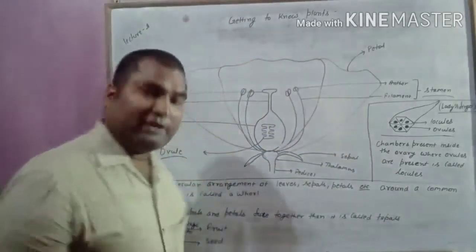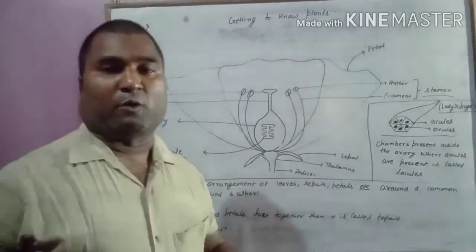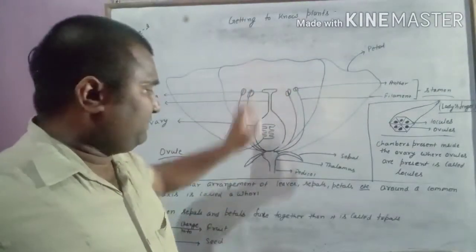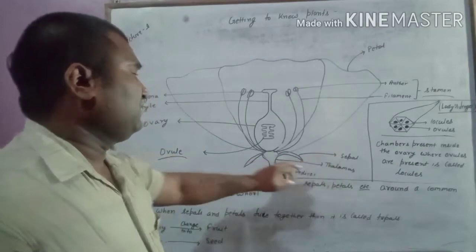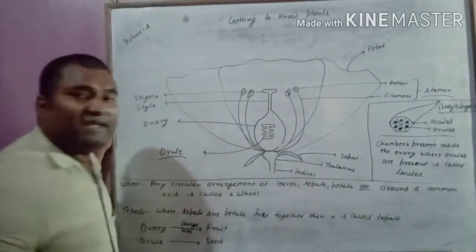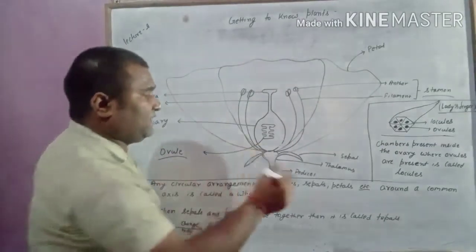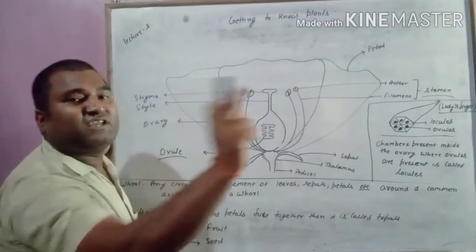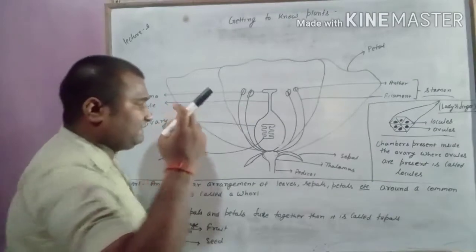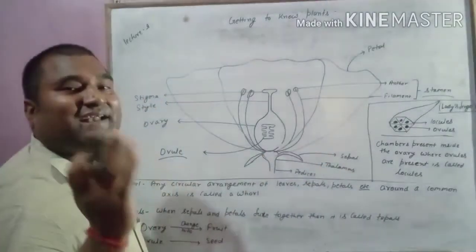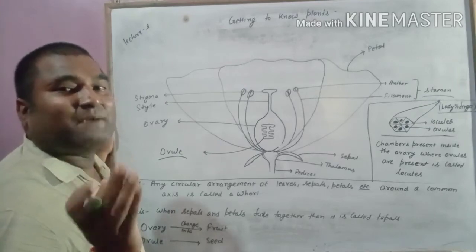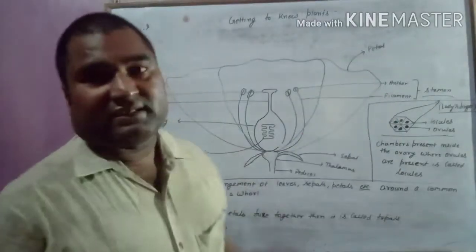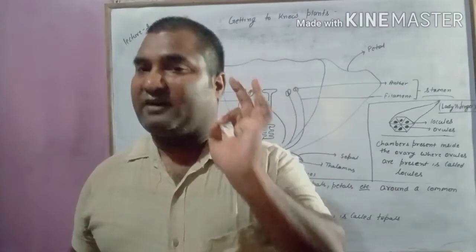So, in today's video, in continuation of that particular topic only, we are seeing a typical flower in which this is the pedicel, thalamus, sepal. We know what is the function of pedicel. It fixes the flower on the stem. This thalamus is the swollen part on which the different parts of the flower are arranged. Sepals, the green colored leaf-like structure of the flower, protect the flower in the bud stage. Petals have a very important function.